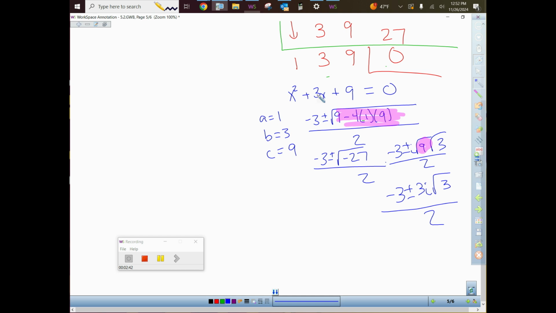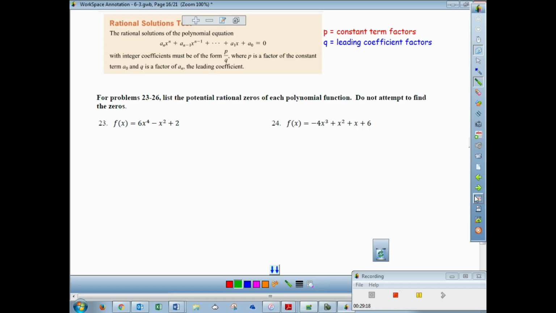It's like, how did you find those rational roots? Like, if you didn't have a graphing calculator, how would you know you were supposed to divide by this or divide by that? So there's this rational solutions test right here. It is kind of complicated until you do a few of them. It says, here's what you want to do. You list all the potential rational zeros of each polynomial function.